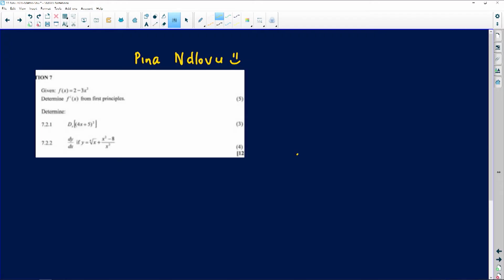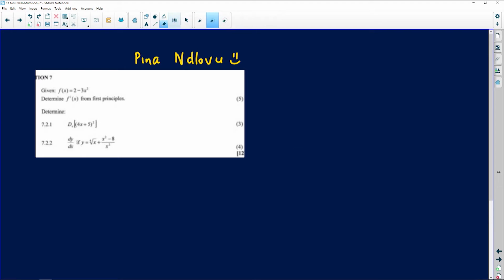The next one here comes from Pina Ndlovu. This one looks like a question from, what's this? It's calculus. Yes, it's differential calculus. So how does calculus even begin? Not complicated, very basic and straightforward. So I'm going to start with 7.2 to demonstrate the rules of differentiation.